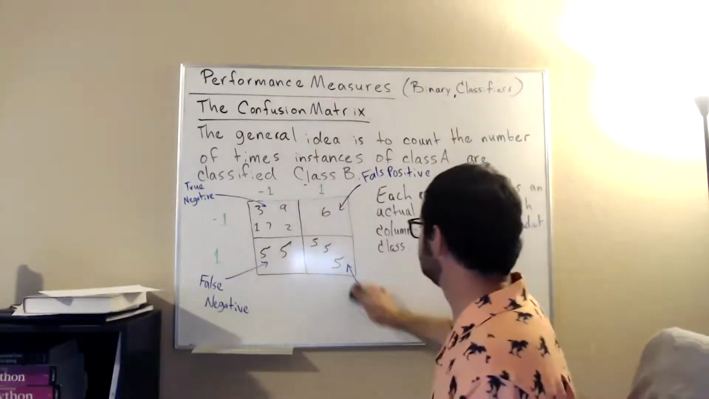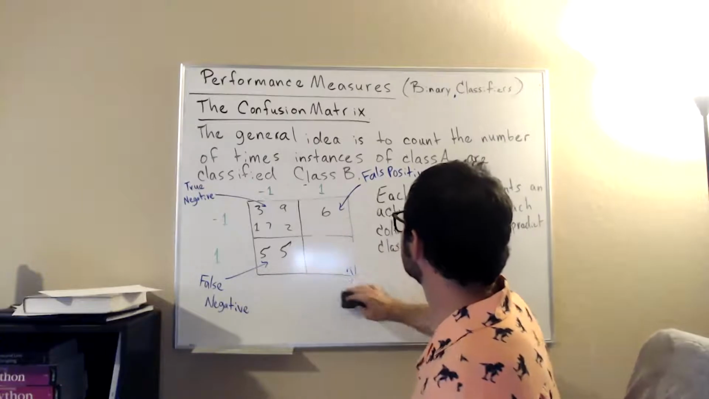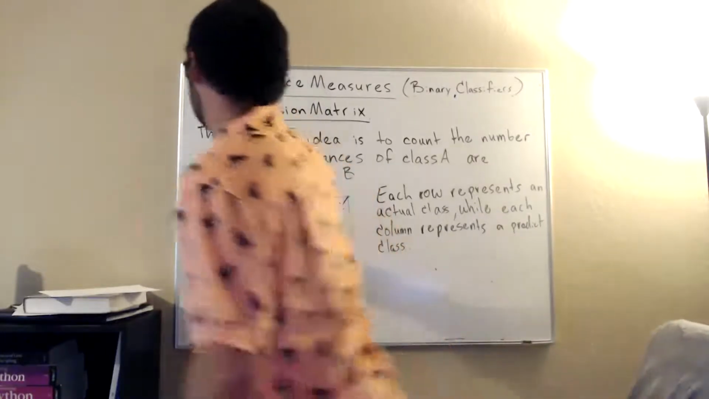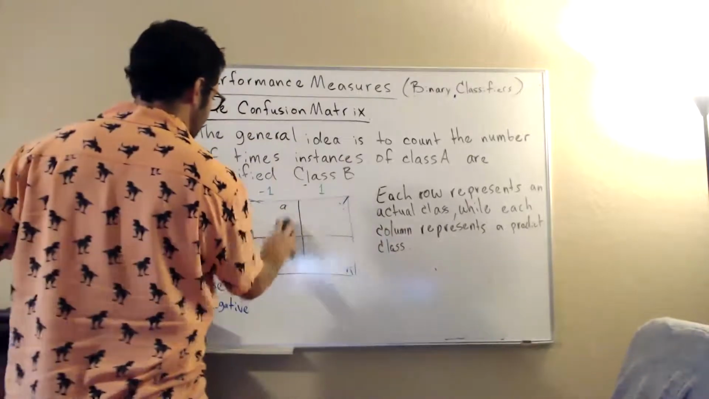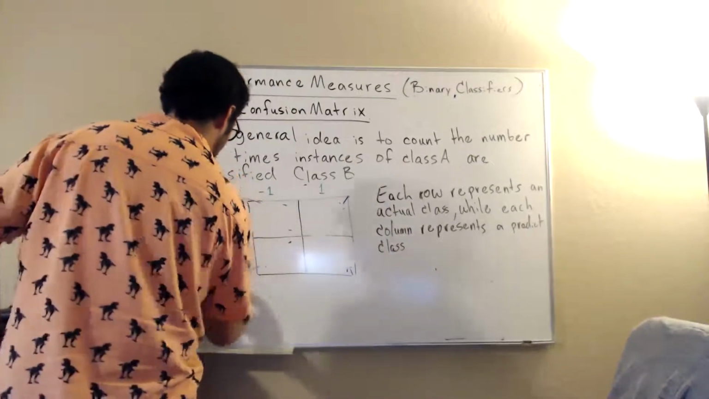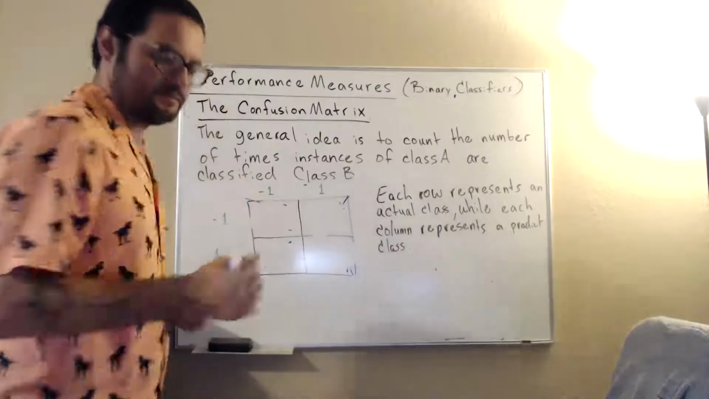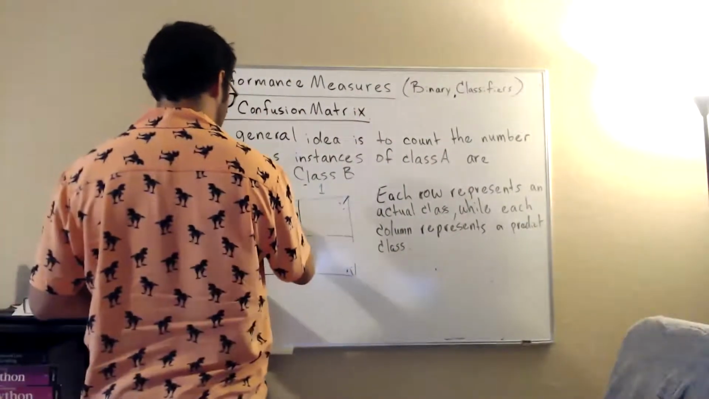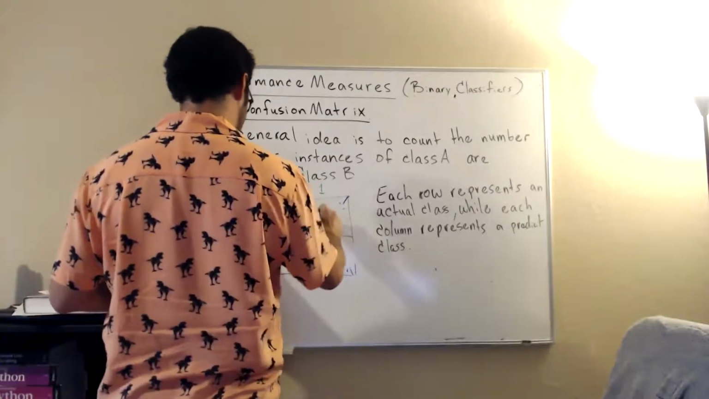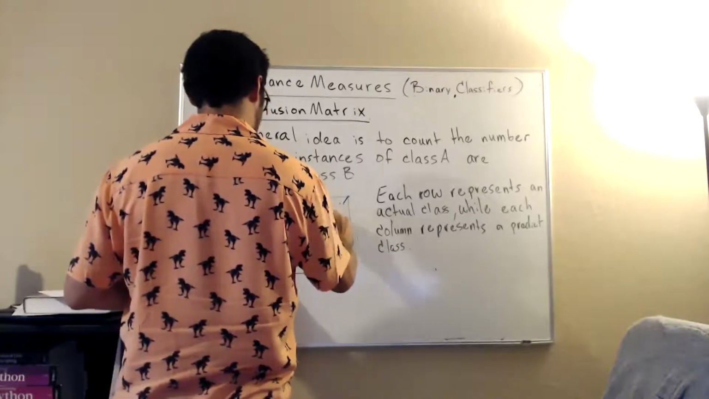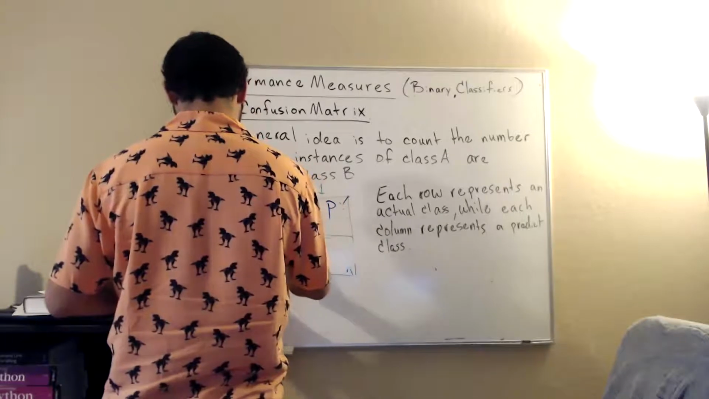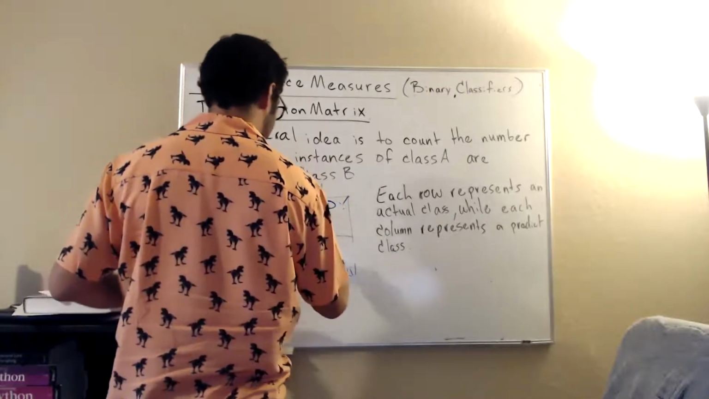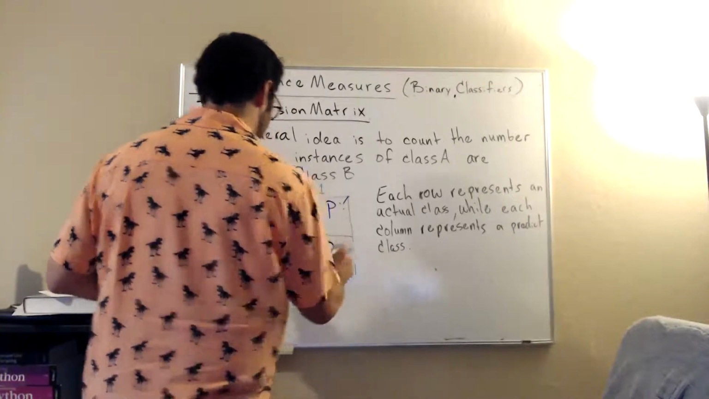Okay, so let's go ahead and fill these in. I'm going to use abbreviations, so true negative, false positive, false negative, and then true positive. Okay.